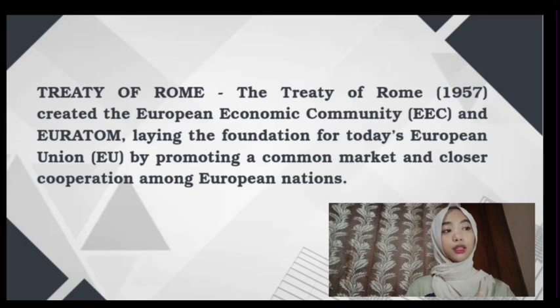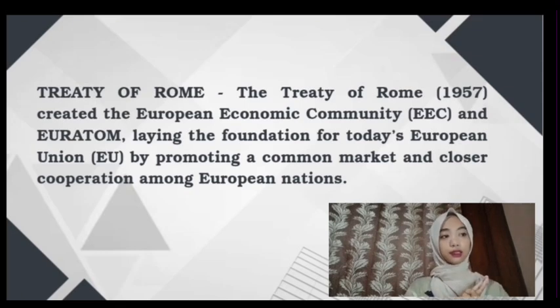So, the goal of the Treaty of Rome is to eliminate trade barriers and create a common external tariff. So, what that means is they set a uniform tariff rate on the countries that are part of the European Union. And also, they want to establish common policies in agriculture and transportation.